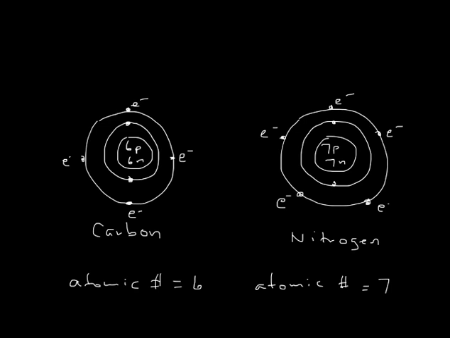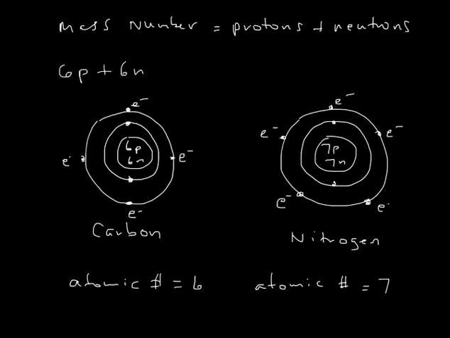Mass number is the calculation of adding the protons to the number of neutrons. The mass number for this carbon atom on the left, with 6 protons and 6 neutrons, equals 12. Where the mass number for the atom on the right, nitrogen, having 7 protons and 7 neutrons, is 14.